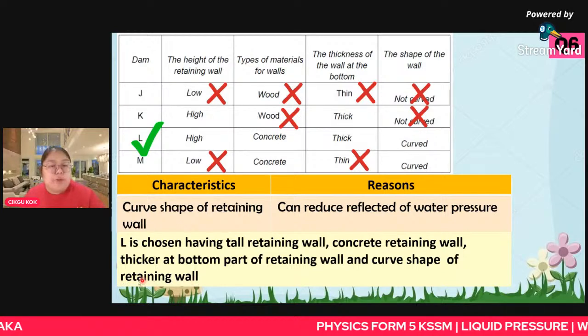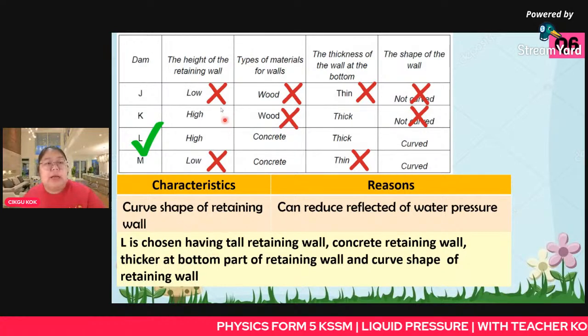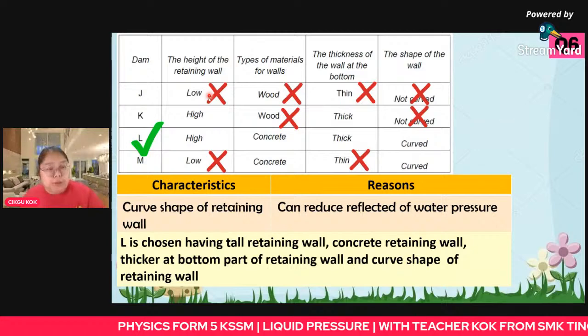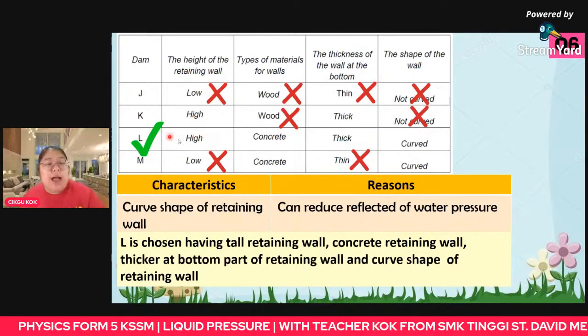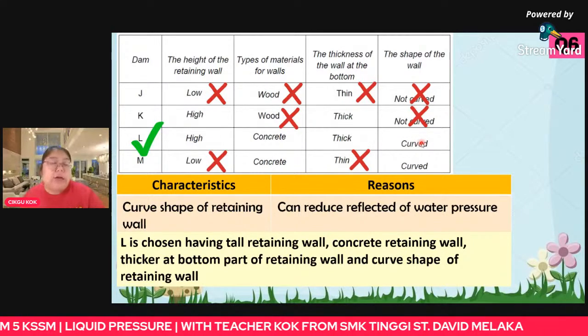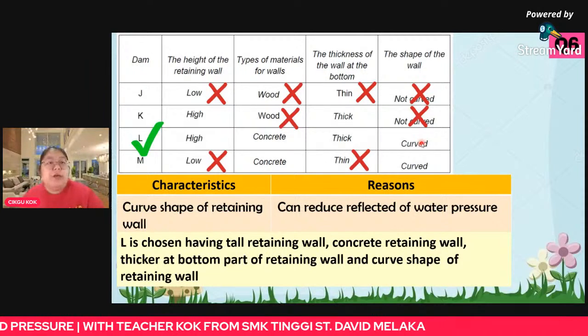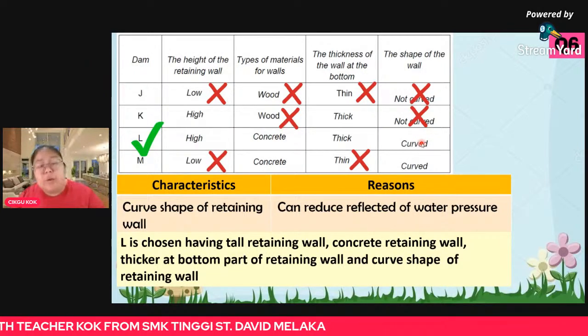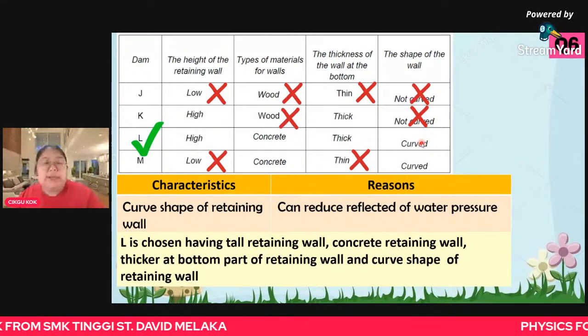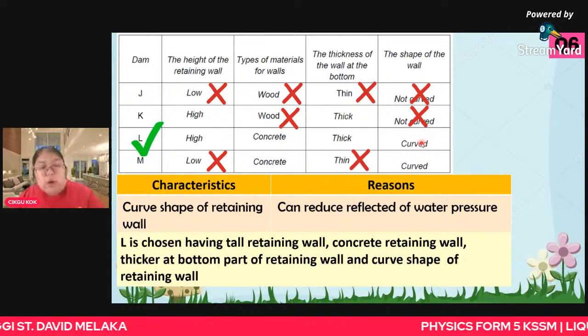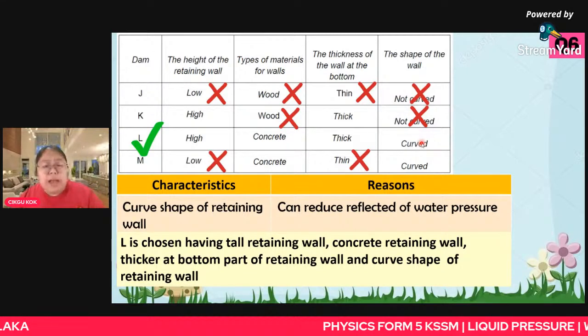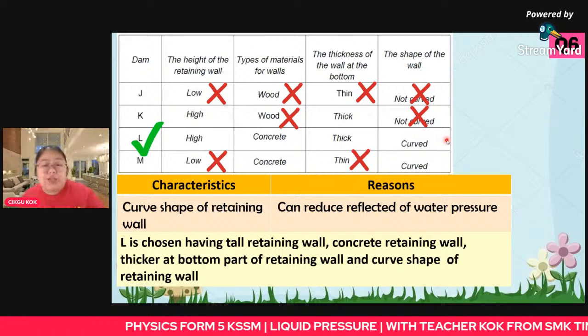So that means you repeat all the characteristics from the table. You choose one. There's an L: high, concrete, and thick curve. Then we finish. So this one we call the table form answer for the AC. Okay, so hopefully you understand how to answer the AC question. Okay, this one is one type. This one is section C.